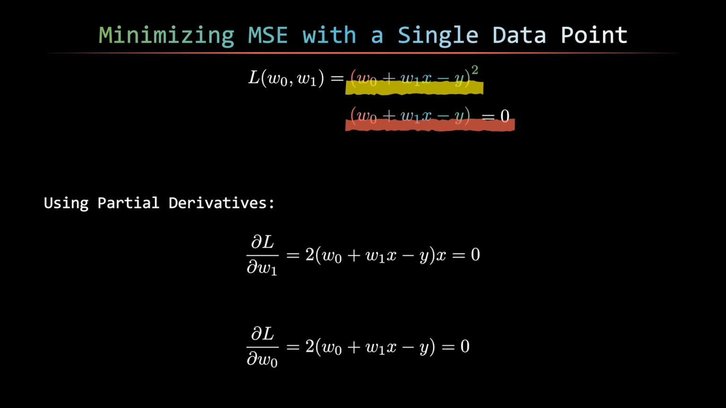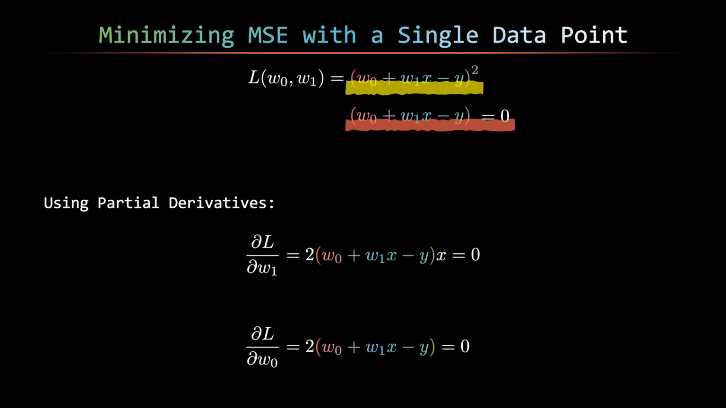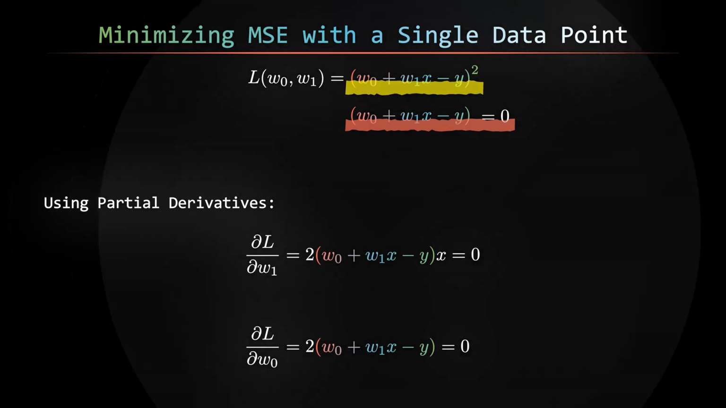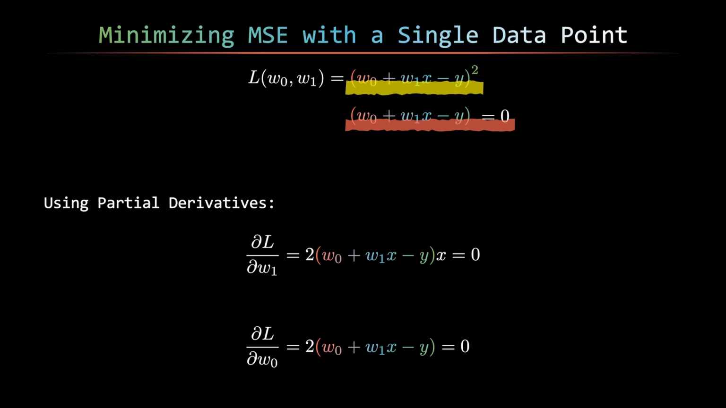It's the same idea when we take partial derivatives. When we take the partial derivative with respect to W1 and also with respect to W0, the condition for them both to be 0 is exactly the same. The term inside the parentheses must be 0. Even when x equals 0, W1 becomes a free variable, so there are still infinitely many solutions.